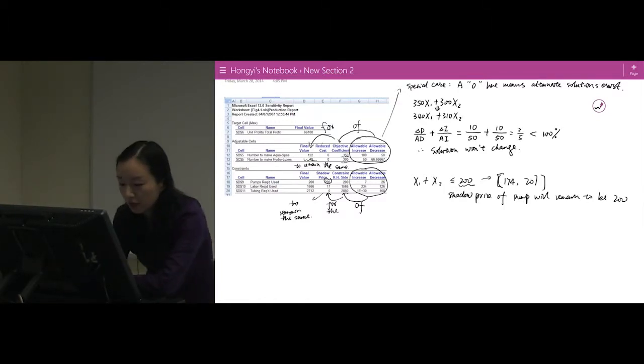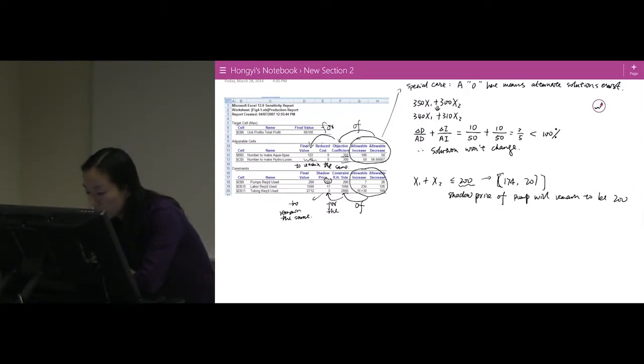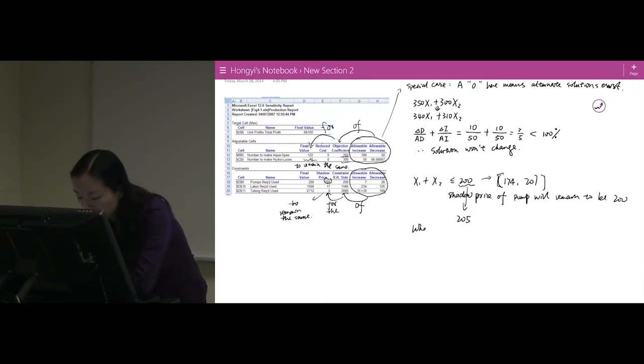Okay, now let me ask you. If this 200 value changes to 205, what is the new objective function value?